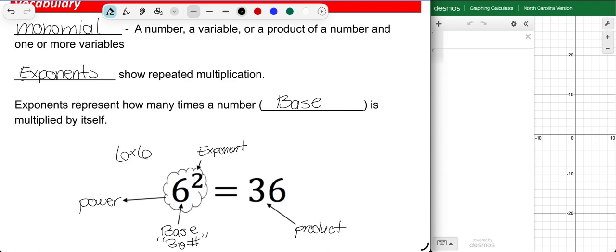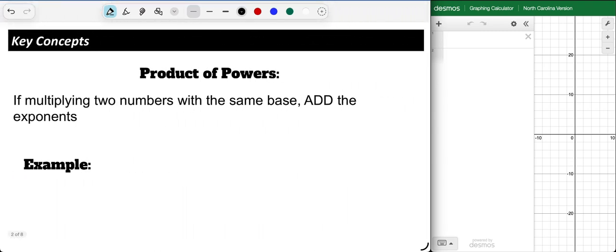Let's look at our first key concept. In our first key concept, we're going to look at the very first law. Okay, in that law, it is called the product of powers. And the product of powers says that if multiplying two numbers with the same base, you're going to add the exponents. All right, so if we were to pick out some key things there, same base is important, and add. Same base means your big number has to be the same.